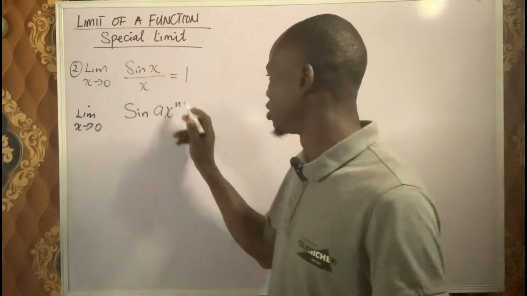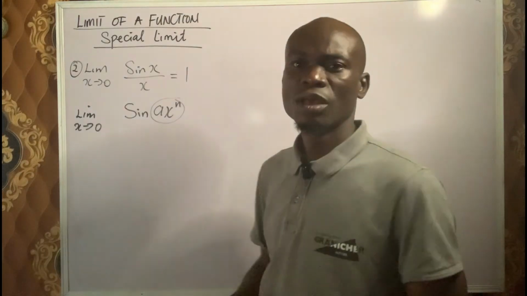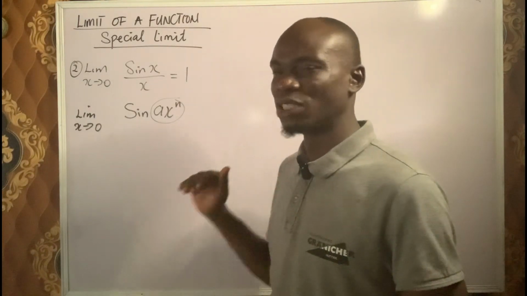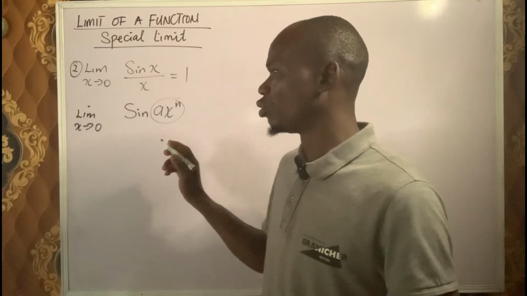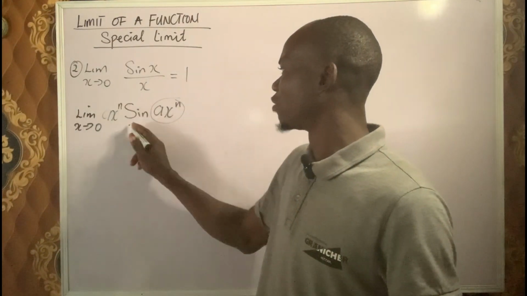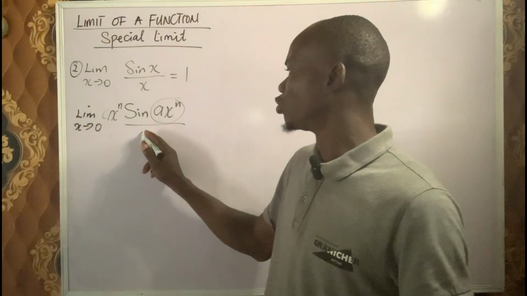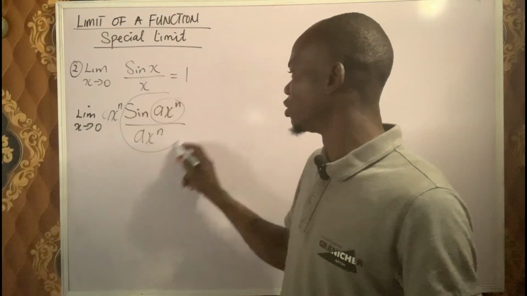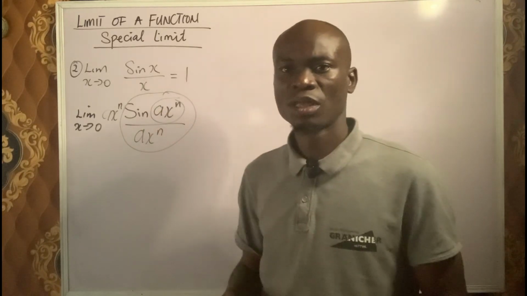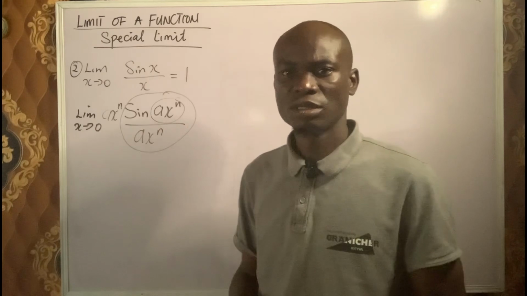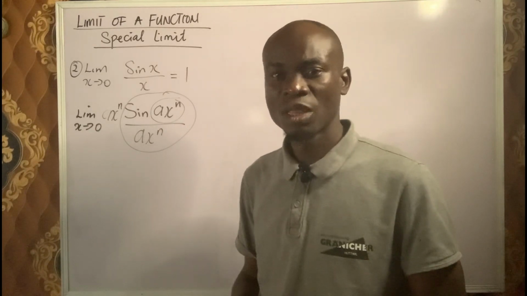How do I do that? This is what I need to perform the operation. I use it to multiply and I use it to divide. So if I use it to multiply, I'm going to have ax raised to power n. If I use it to divide, I'm going to have ax raised to power n. So all of this will be 1. Is that okay? So that's what the second special limit is about.